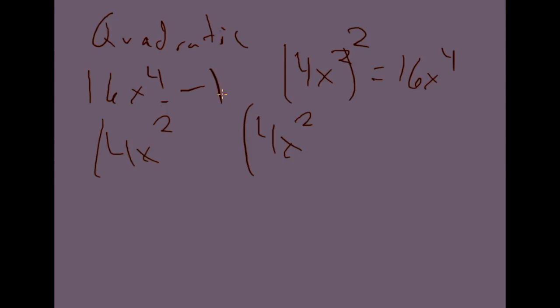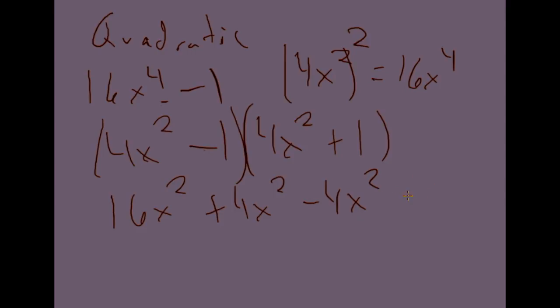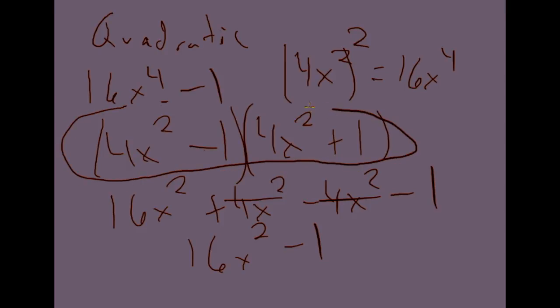Let me show you what I mean. So you got that works, and then this one's going to be, to get negative 1, you got minus 1 times plus 1, or vice versa. Now let's work this out. So it's going to be 16x squared plus 4x squared minus 4x squared minus 1. As you can see, these cancel out, right? Plus 4x squared minus 4x squared equals 0. It's going to become 16x squared minus 1. See how that works? See how that grouping works? And again, we can use these to get roots, these parentheses.